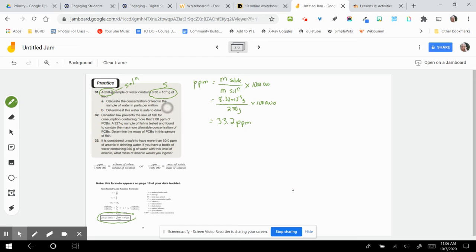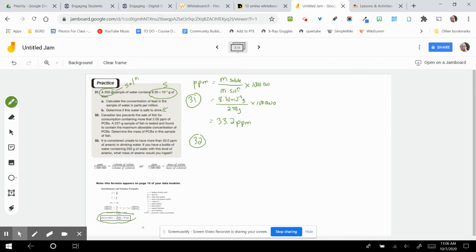Now for part B, you would have to refer to the table in your textbook. I don't have that right in front of me right now, but according to that table, it is actually not safe to drink because it exceeds the maximum amount of 0.01 parts per million. Okay, so that was question 31. Let's look at question 32.